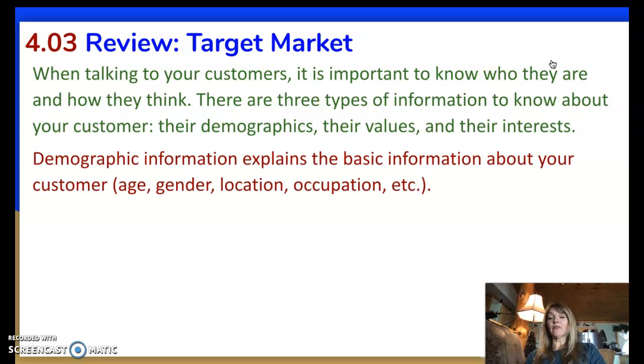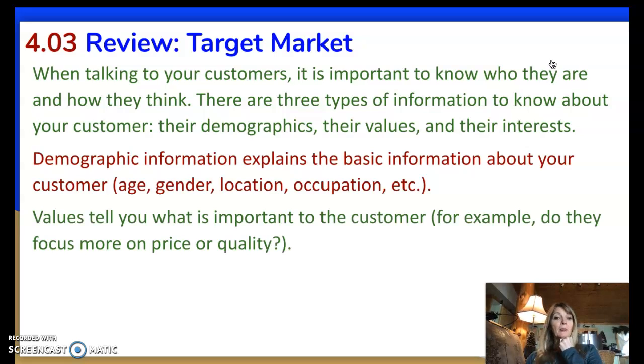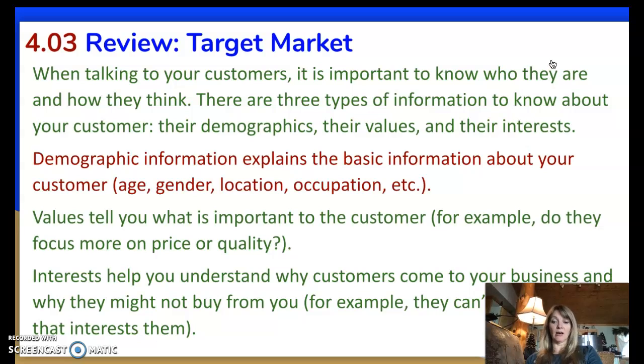And the demographic information are things like their age, gender, location, occupation. And what this does is it gives us information so we know who our market is, and we can make marketing decisions. How do we promote our business? And we can also make business decisions like what inventory will we have? Another piece of information are values and interests that we'll be talking about this coming week.